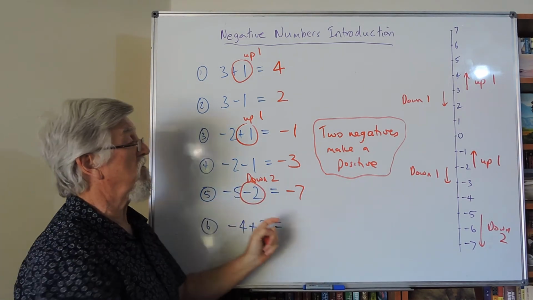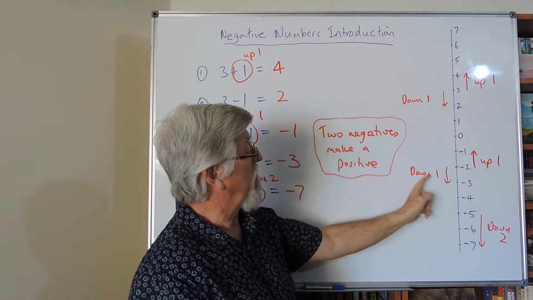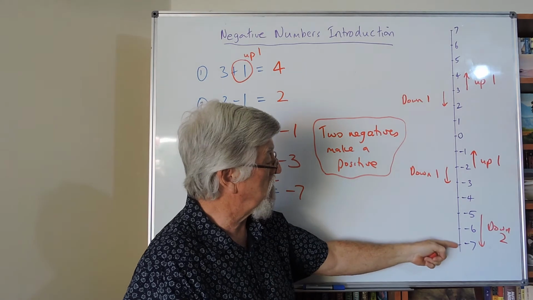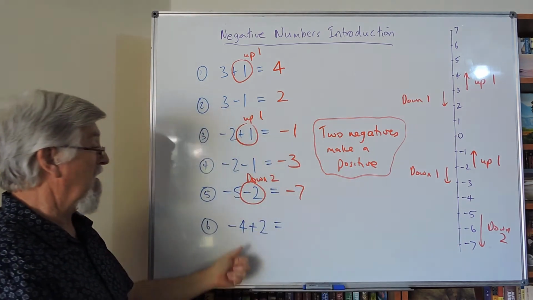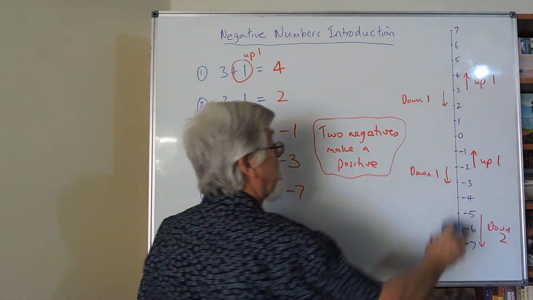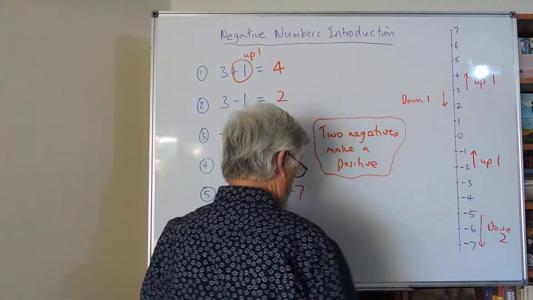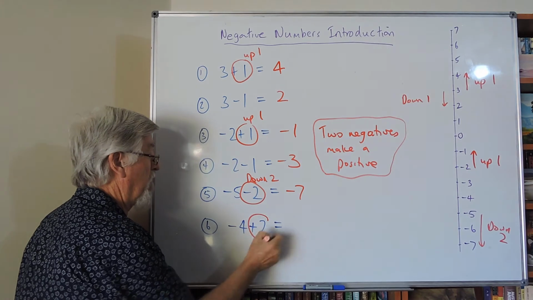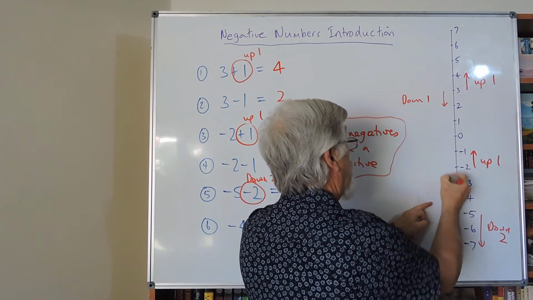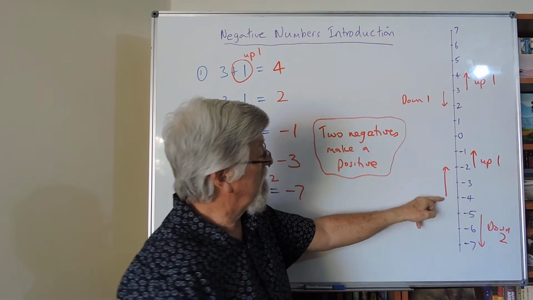So -2, you're starting at -2 and we go down 1. This one we're starting at -5 and we go down 2 and we end up at -7. So what happens if you start at -4 and we want to go +2? So if we're starting at -4 and this one is talking about up 2, so if I start at -4 and I go up 2, I end up there at -2.